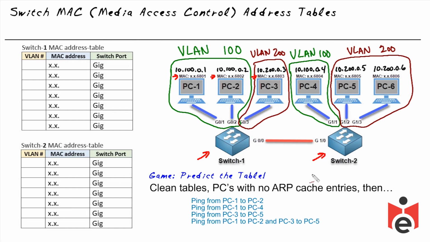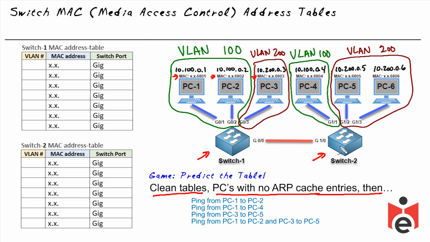And what we get to do is we are going to start with clean tables, meaning nothing in those MAC address tables, and also the PCs with no ARP cache entries. So we'll clean them all so we're from a fresh starting state. We'll generate some traffic individually, and then we'll predict what we expect the MAC address tables to be on the respective switches.